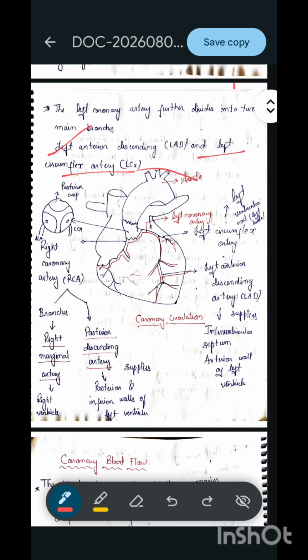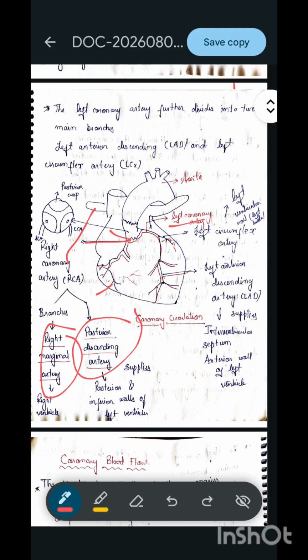Here you can see in this diagram, this is the aorta, and this is the root of the aorta. From the root of the aorta we get the left coronary artery and the right coronary artery. The left coronary artery divides into two main branches, the left circumflex and the left anterior descending, also known as the Widow's artery as it is most commonly involved in heart blockages. Similarly, the right coronary artery, originating from the right part of the root of the aorta, branches into the right marginal artery and the posterior descending artery.